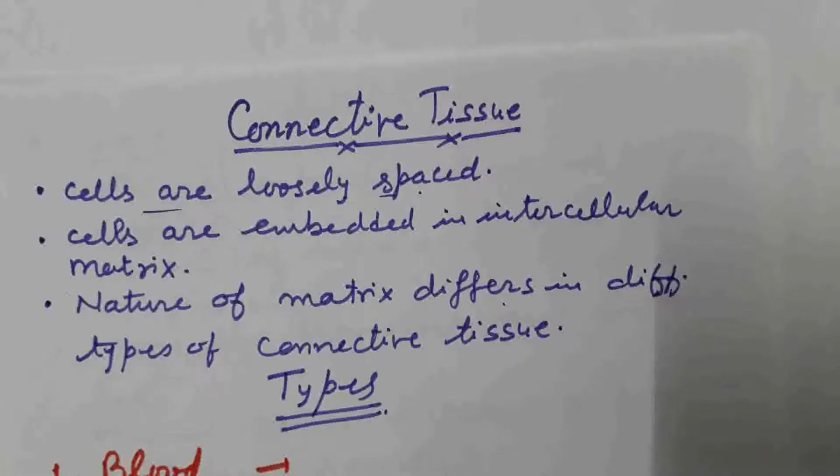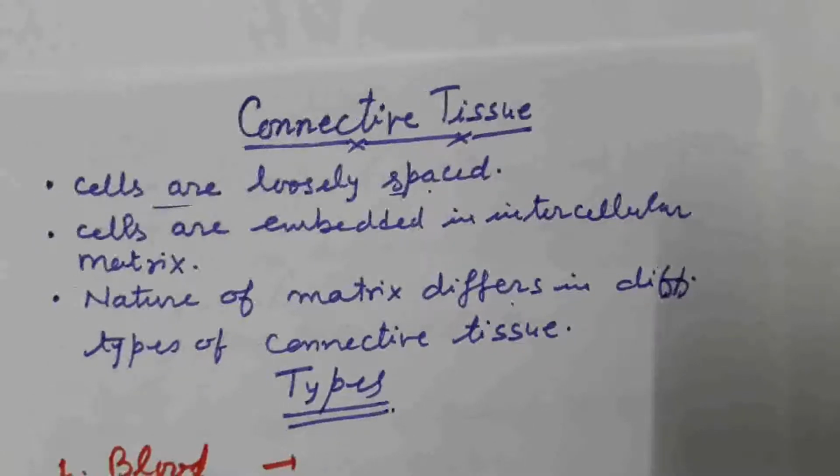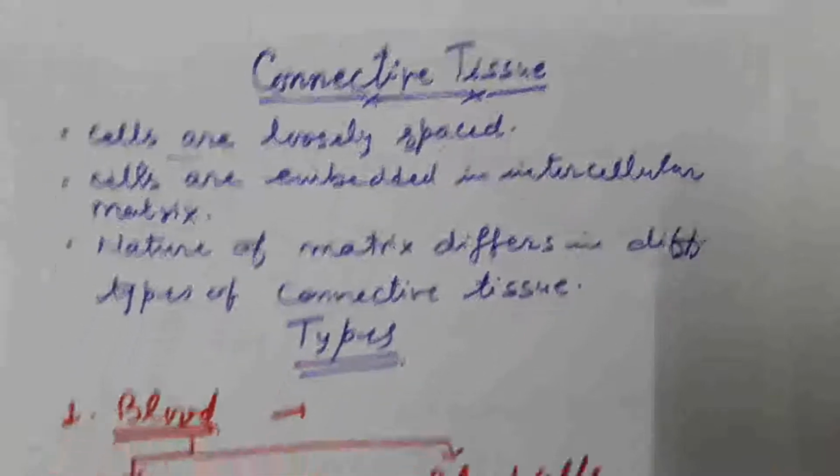Different types of connective tissue present in our body are blood, bone, cartilage, ligament, tendon, adipose and areolar connective tissue. We are going to discuss them one by one. So first we will discuss blood, the first type of connective tissue.